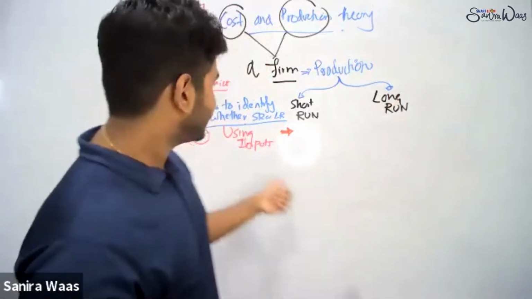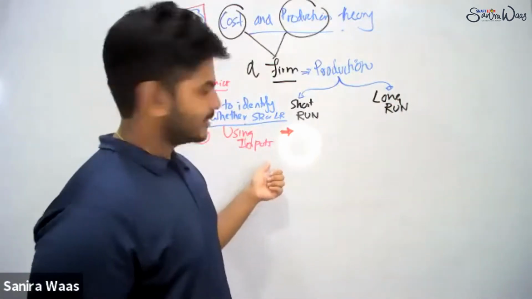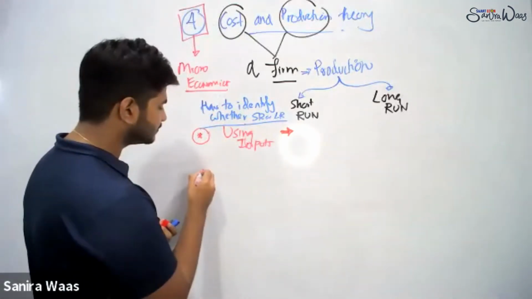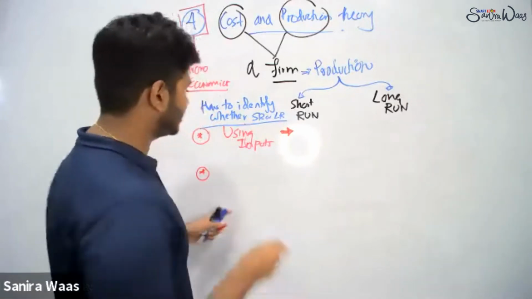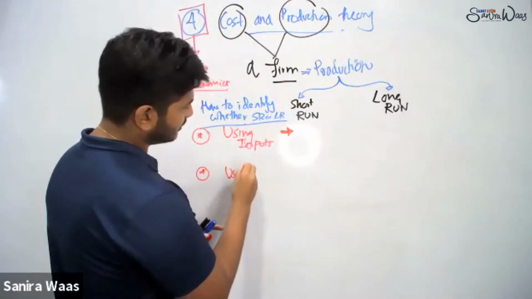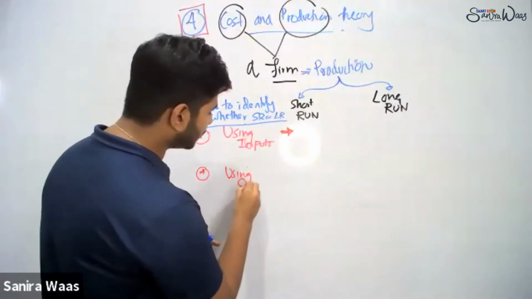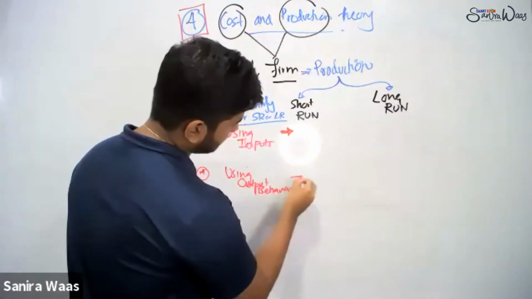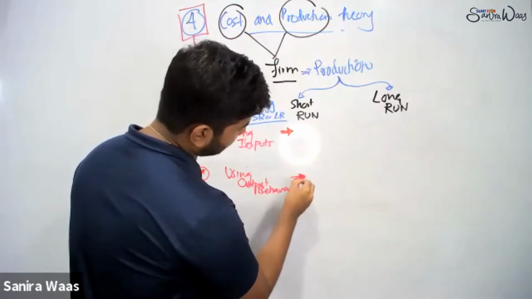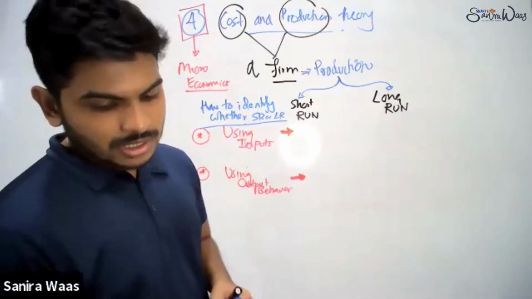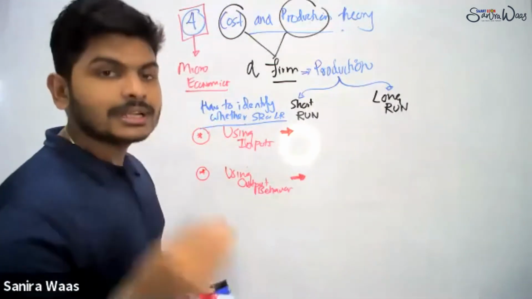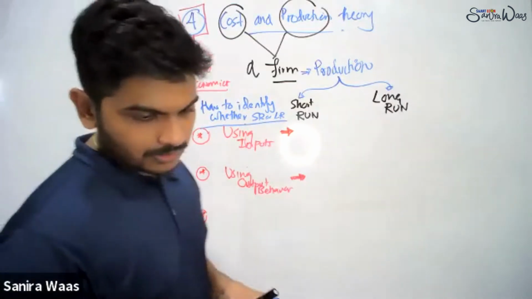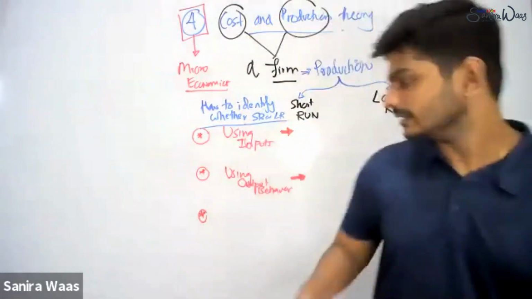Okay. First thing is it's using the inputs. The second thing is it's using what? Using inputs and using the outputs behavior. This is the second way of identifying whether this is short run or long run. Now tell me, what is the last one? How to identify in the last one?